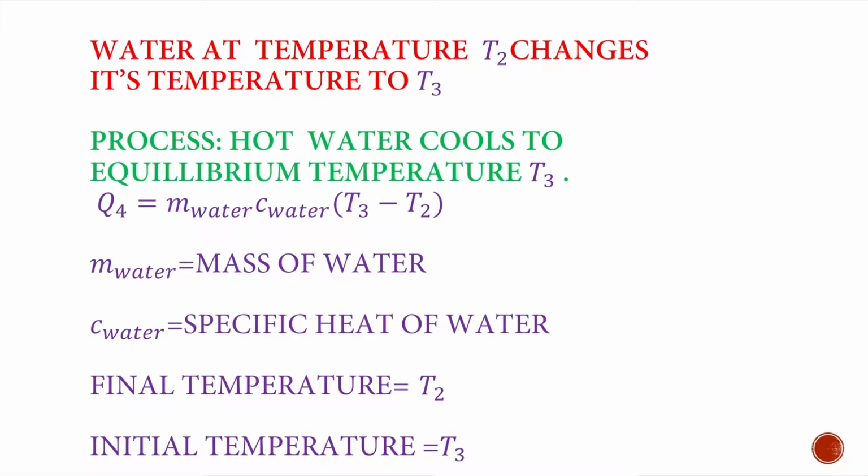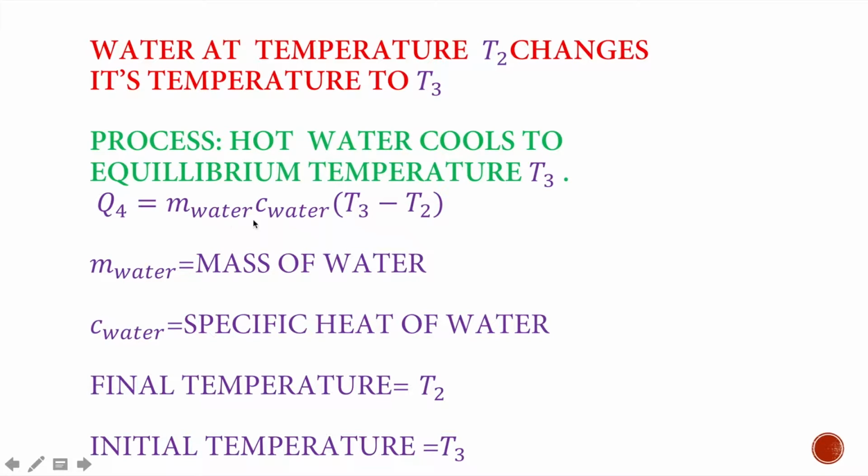Now, oh, we missed one thing, Q4, that comes before Q5. We said there are three components for the system, and one component is hot water. So hot water must cool from T2 to T3. So it is also a temperature change. So the equation will be of this form: Q4 will be equivalent to mass of the water, specific heat capacity of water, into final temperature, the equilibrium temperature T3, minus the initial temperature, as the hot water is at the initial temperature T2.